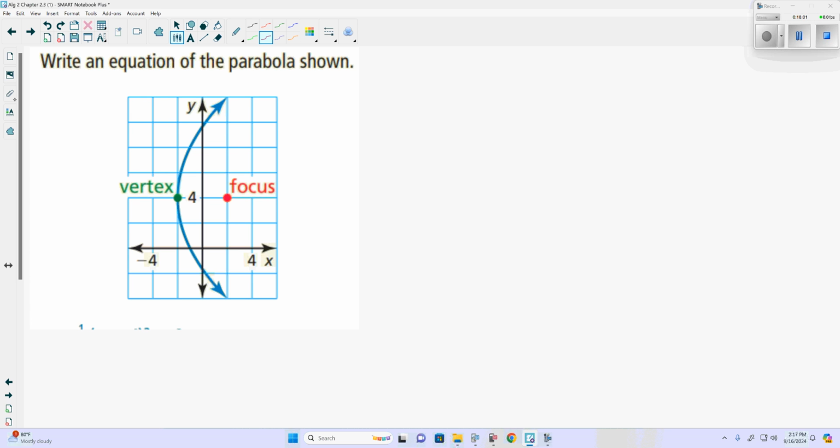So we look at this one here. We open it up, down, or left, right? Left, right. So our general form, x is equal to a times y minus k squared plus h. So I'm going to be nice to you here. What is the information they gave us? They gave us what? They gave us the vertex and the focus, yes?